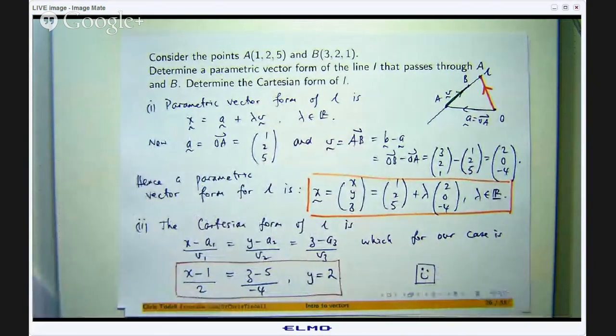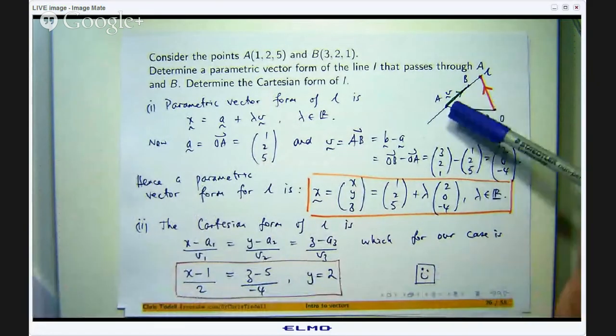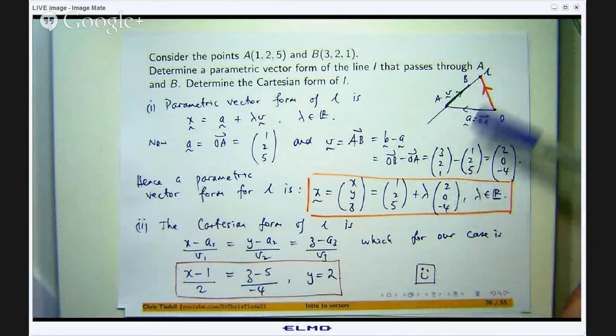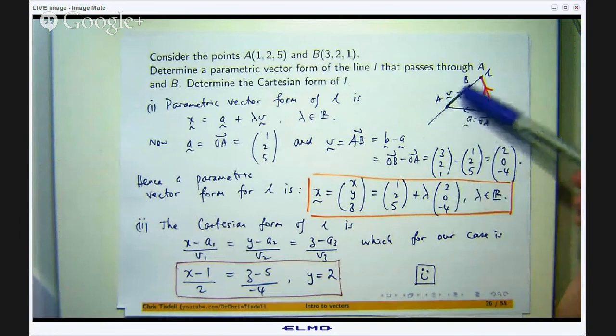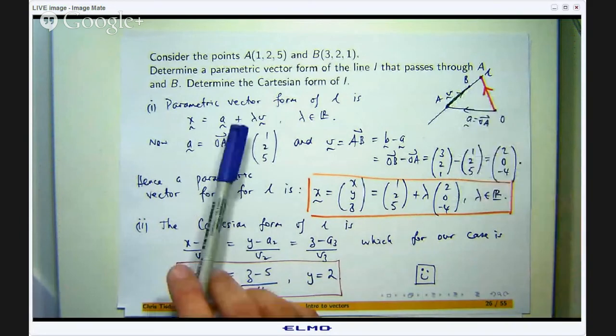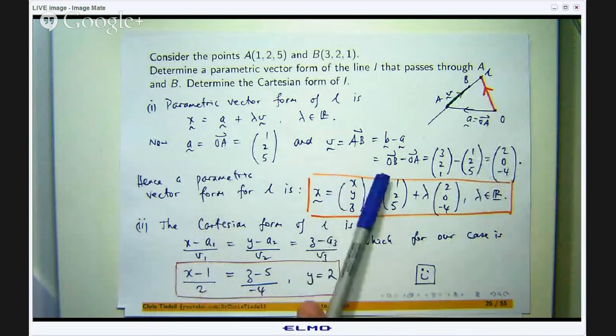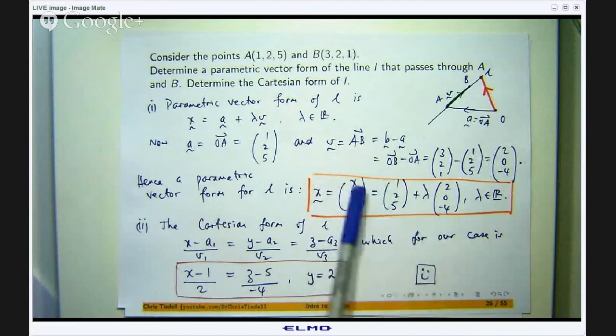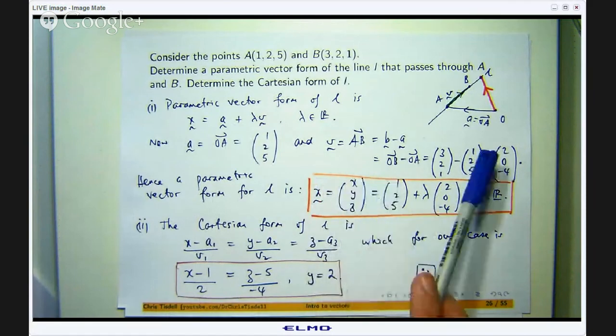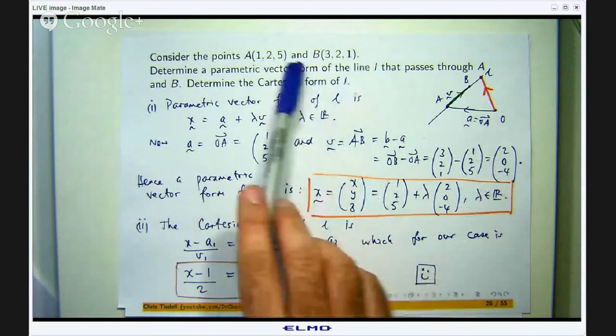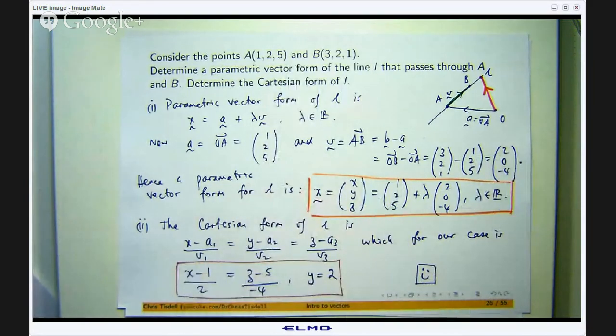Okay, so we started with 2 points on the line. We produced a vector from one point to the other point, and we also found the position vector of one of the points on the line. We used that to form the parametric vector form for the line, and then from that it was pretty easy to get the Cartesian form of the line. Okay, so that's the end of the example.